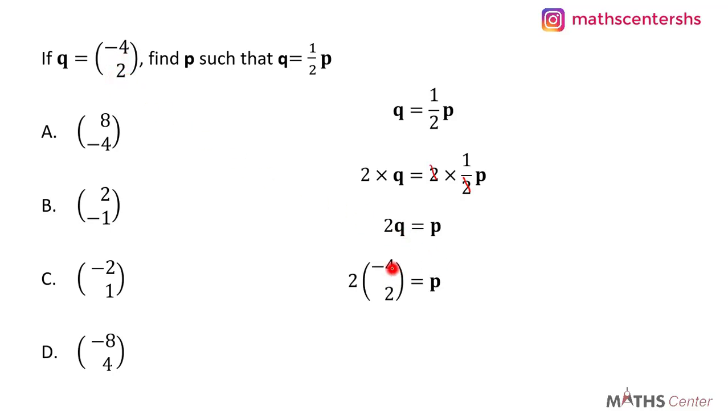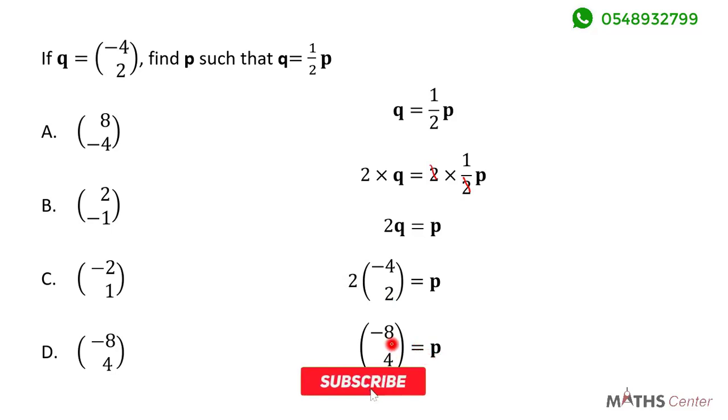When we do that, we are going to have 2 times (-4, 2) is equal to P. 2 times negative 4 gives us negative 8, and 2 times 2 gives us 4. So you have P is equal to (-8, 4). When we look through the options, we can see that the correct option is D.